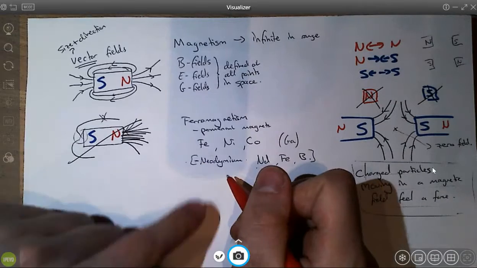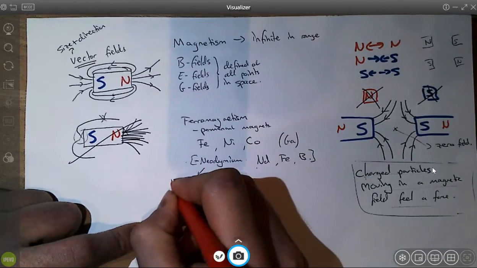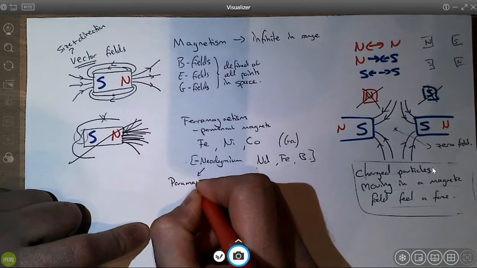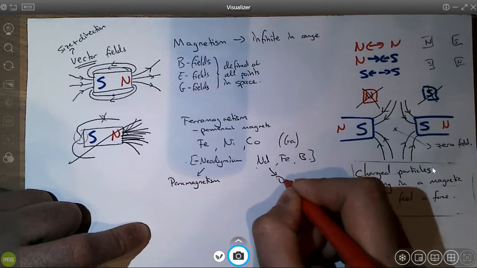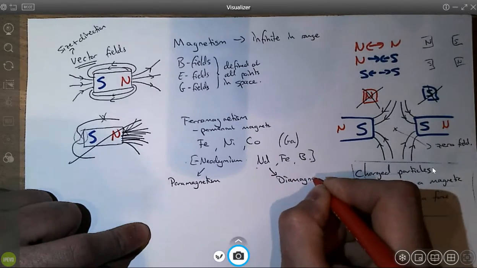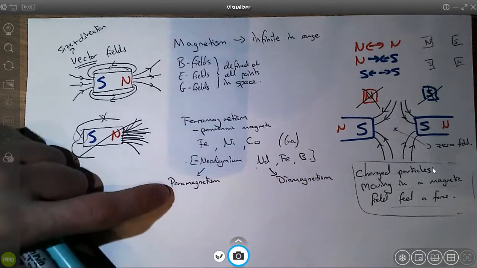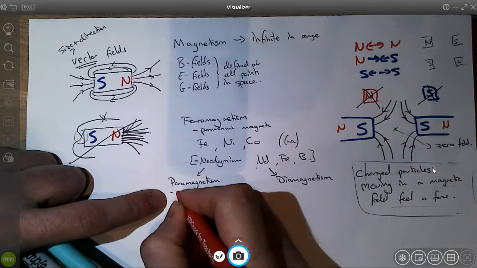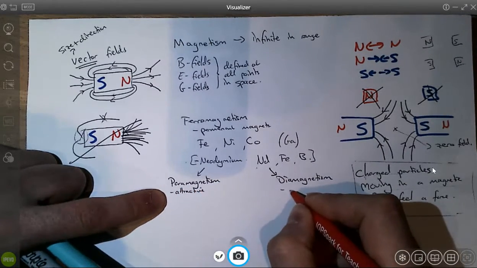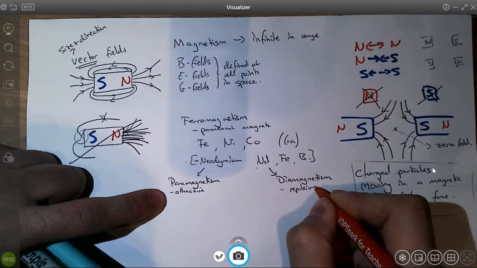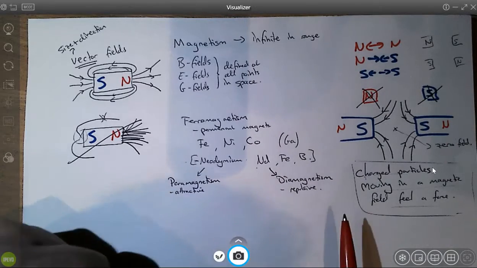One thing that you can demonstrate with these, and I'd highly recommend showing this because it's really interesting, is the phenomenon of paramagnetism and diamagnetism. Now, these are definitely not on the GCSE syllabus, but they're really interesting. So paramagnetism is a type of magnetism that is always attractive, and diamagnetism is always repulsive. There's no attraction and repulsion together. It's always one or the other.